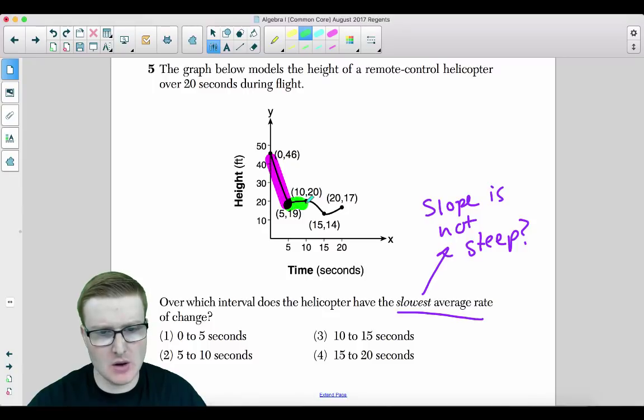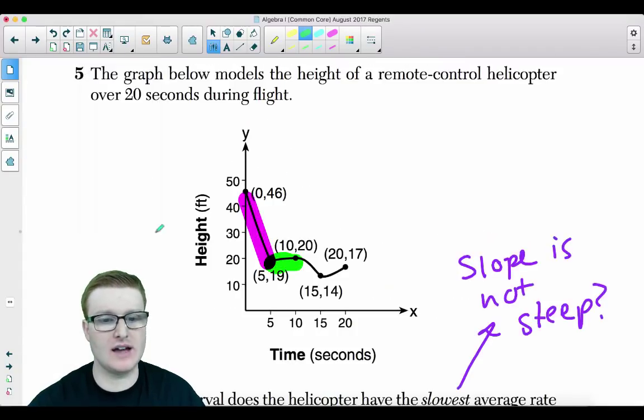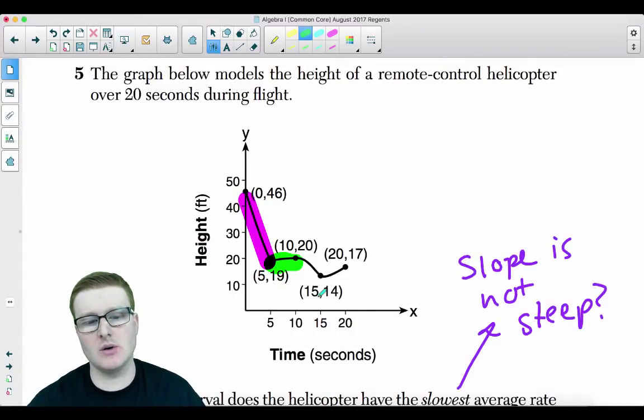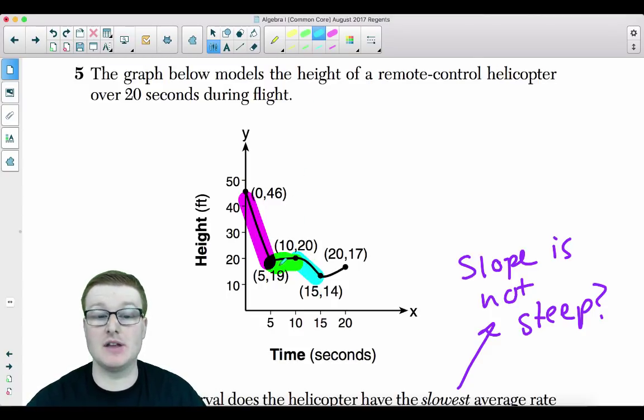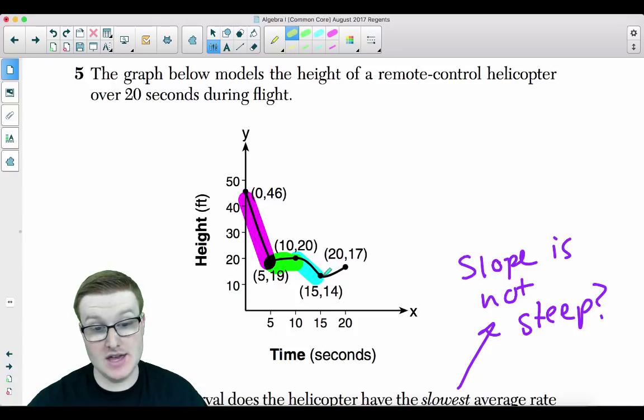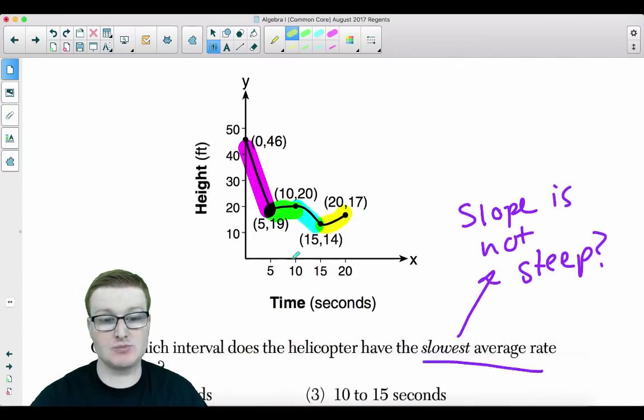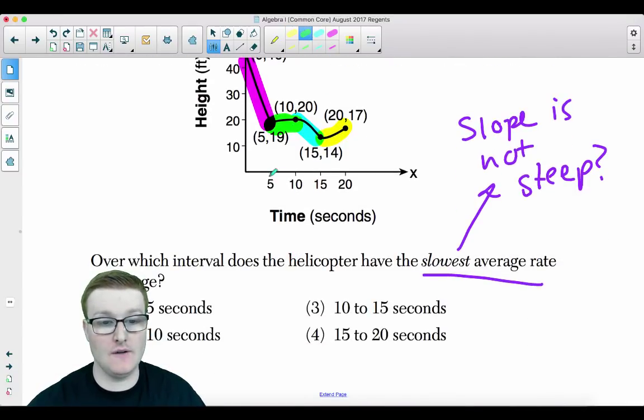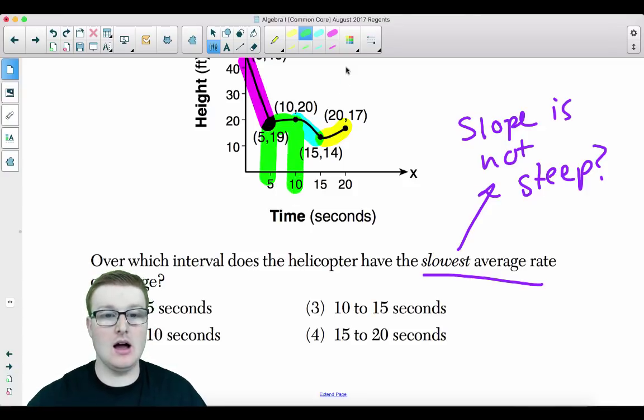This doesn't look like it's going far. That green side, that doesn't look like it's going up very high. Then all of a sudden it drops down. That looks steeper than the green. And this looks a little bit steeper than the green as well. So your answer is probably from the interval of 5 to 10. It's probably that green spot. So that is going to be your answer.